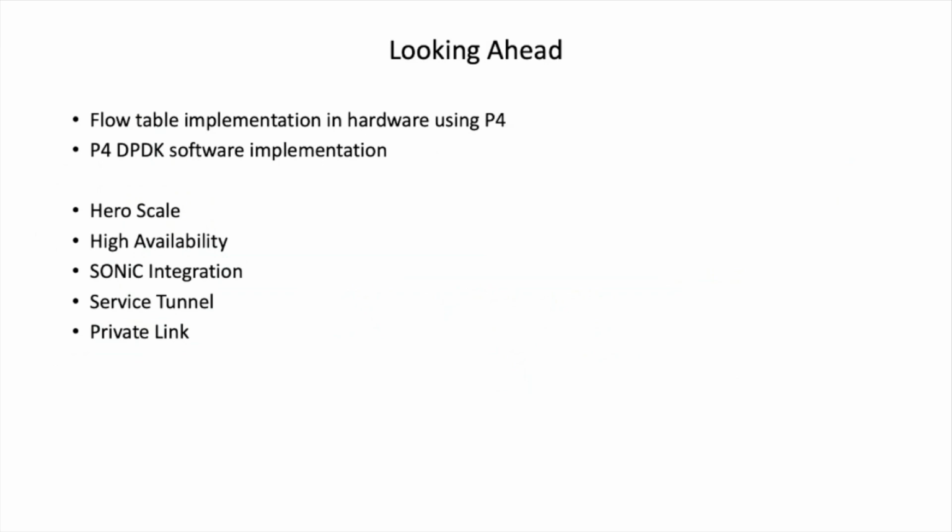Currently, our application on the ARM cores is in C and C++, and P4 DPDK is what we're considering for this pipeline as well. Besides that, we'll move to Hero Scale. As I mentioned, we have implemented Baby Hero Scale right now, which is much smaller. Hero Scale requires about 100 times more routing entries and 10 times more ACL entries. So that is our next goal. And then we'll move on to the more advanced features like high availability, SONiC integration, service tunnel, and private link.